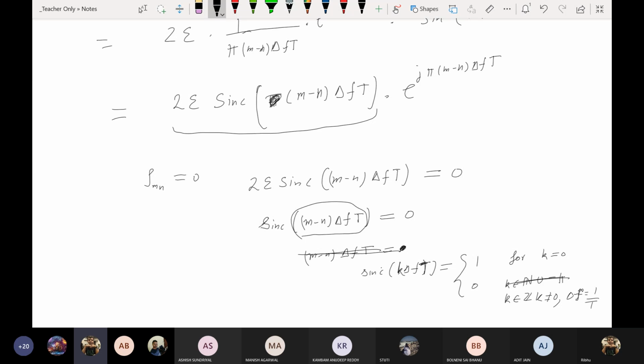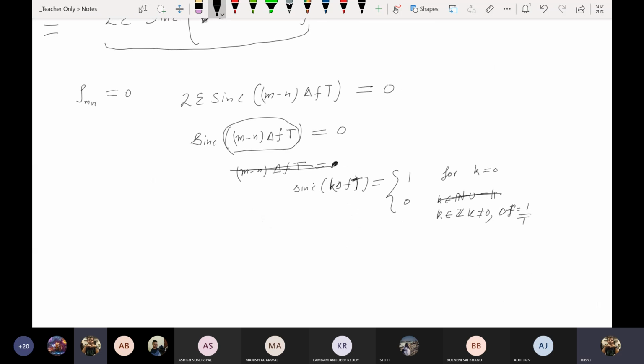Why would it be 0 if k belongs to integers? If k is in Z and k is not 0, the sinc function is 0. So if delta f t is equal to 1, sinc of k will be 0. So there is this delta f equal to 1 over t as well. There are two factors. What is sinc of k? Sinc of k equals 1 for k equal to 0 and 0 otherwise.